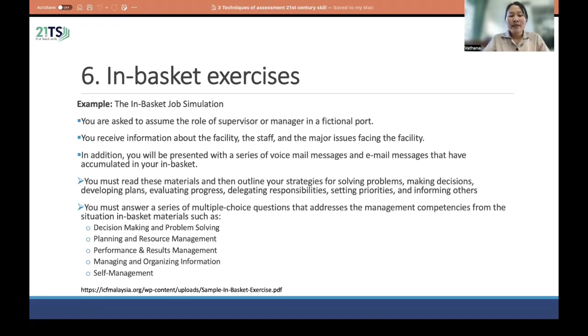You must answer a series of multiple choice questions that address the management competencies from the situation in the in-basket material, such as decision making and problem solving, planning and resource management, performance and resource management, managing and organizing information, and team management.